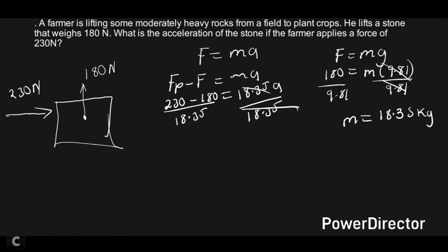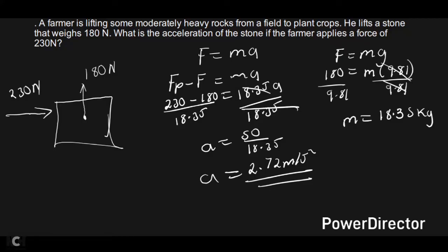Then you divide so that you can find the value of acceleration. What will be the answer? On top it will be 50, divided by 18.35. 50 divided by 18.35. Then your answer, you get 2.72 meters per second squared. So this is how you calculate this.